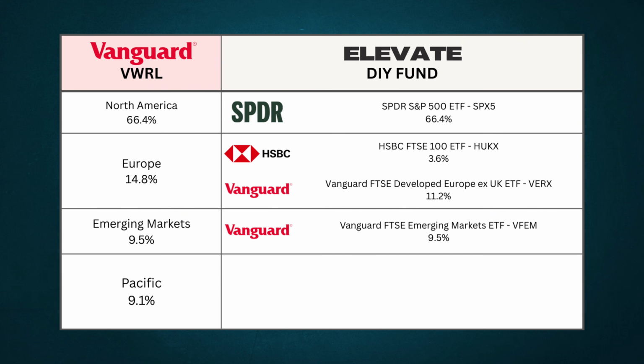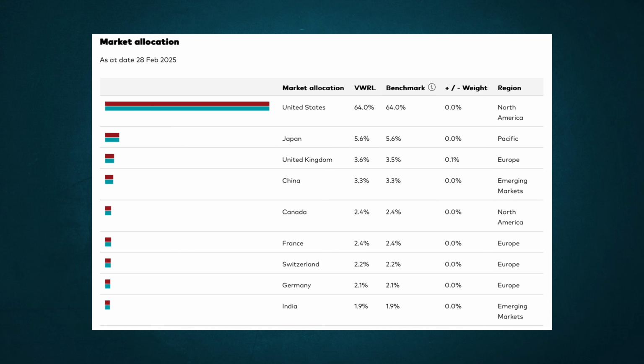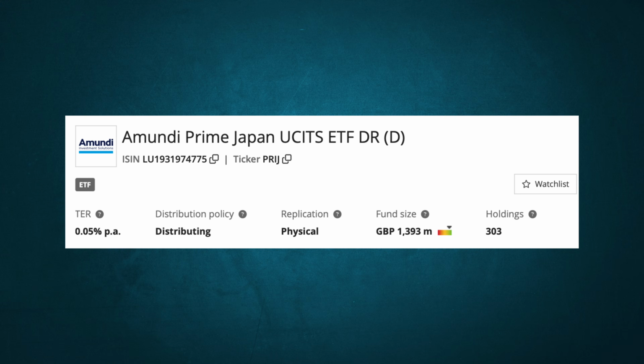So moving back onto our list, with the emerging markets taken care of, now it's time for us to look at the Pacific. Now of that 9.6% exposure, a large portion at 5.6% is taken up by Japan, so we need to look at an ETF which covers this market. Now specifically for Japan, I went with the Amundi Prime Japan ETF with the ticker symbol PRIJ. This ETF covers over 300 large and mid-cap companies within Japan, and straight off the bat it boasts of a low fee of 0.5%, making it a great choice.